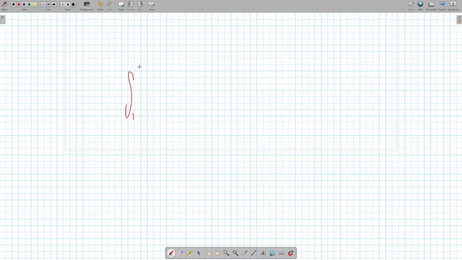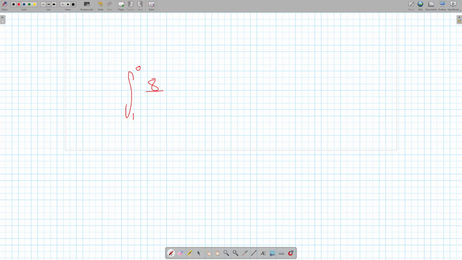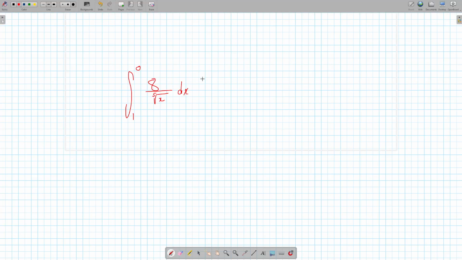Integral 1 until 0, what was it? 8 over 5th root x dx. Again, same thing, you should just integrate. So let's integrate: it's going to be 8 integral 1 to 0 of x to the power of negative 1 over 5 dx. Integrate, you're going to get 8 x to the power of 4 over 5 over 4 over 5. Cancel this with this, you're going to get 2. You're going to get 10 x to the power of 4 over 5.